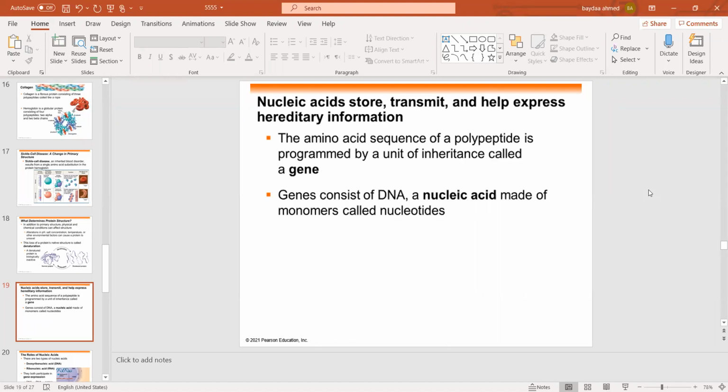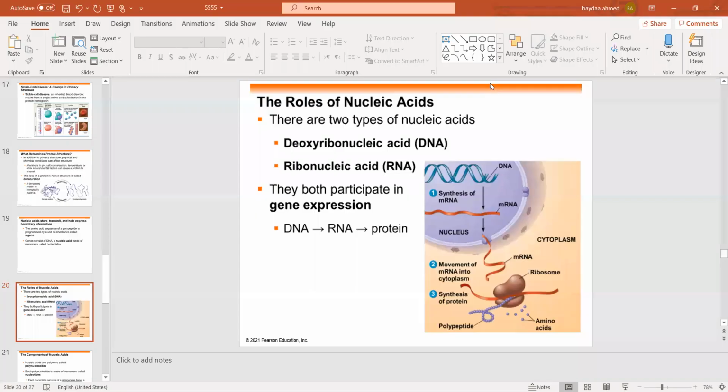If the primary structure of polypeptides determines a protein's shape, what determines primary structure? The amino acid sequence of a polypeptide is programmed by a discrete unit of inheritance known as a gene. Genes consist of DNA, which belongs to the class of compounds called nucleic acids. Nucleic acids are polymers made of monomers called nucleotides.